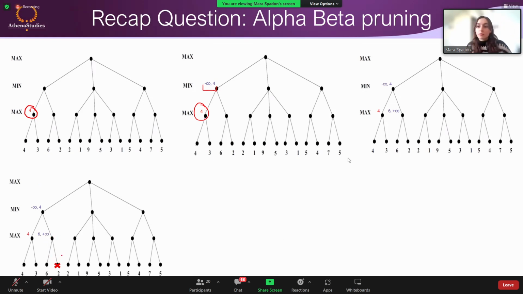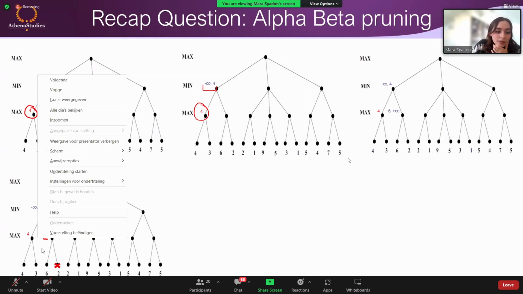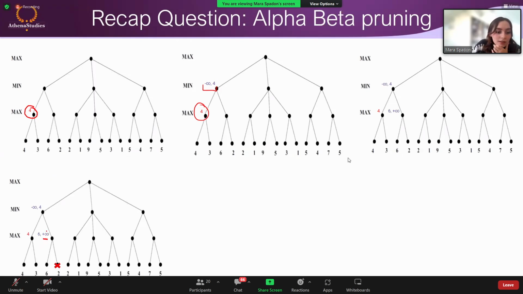What I always ask myself is, does it matter for the outcome if the node has a smaller value or a bigger value? And if the answer is no to both of those questions, we prune it. Okay, so here we have a value of 2. Or sorry, we don't know the value. We have 6 or bigger for max. So let's imagine that this would be infinity. This would be really big.